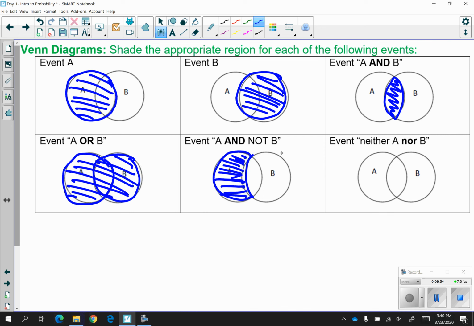Now we have neither A nor B. So that means you're not touching either of these circles. You don't want to go inside of them. So your only option is to go outside of them. So neither is everything on the outside.